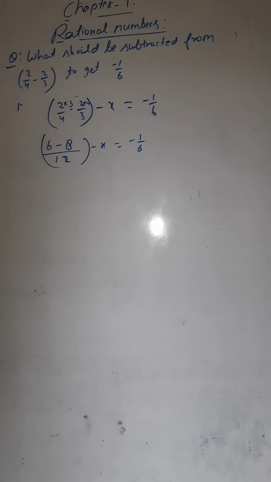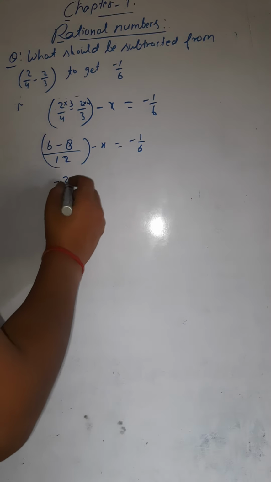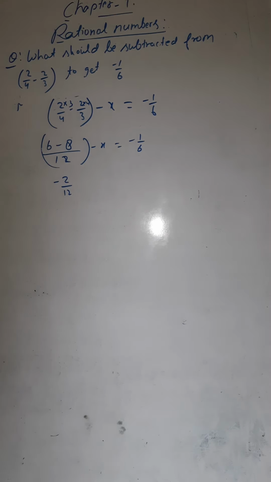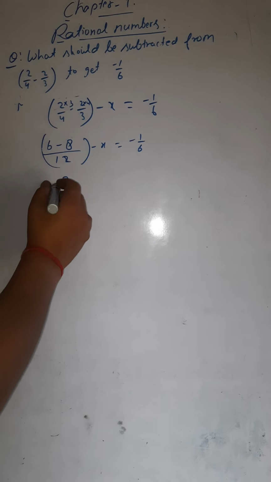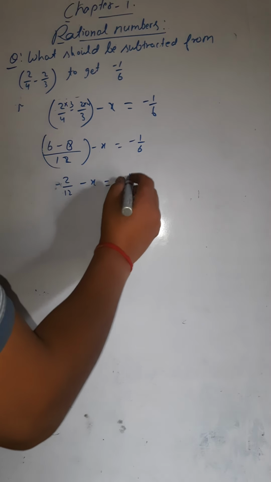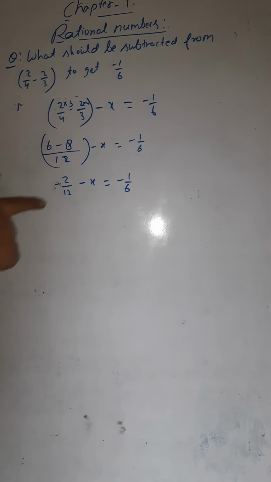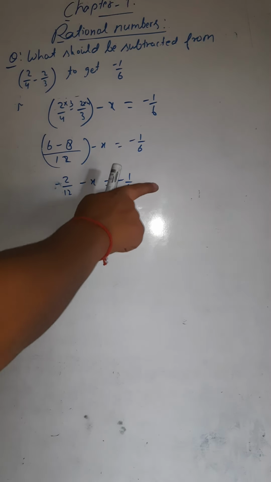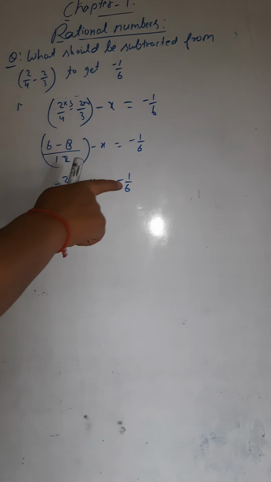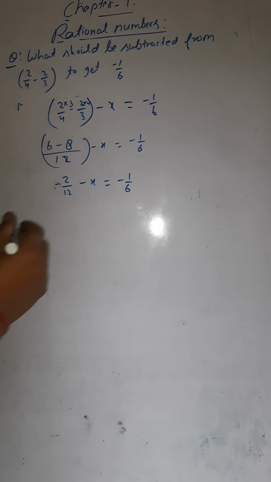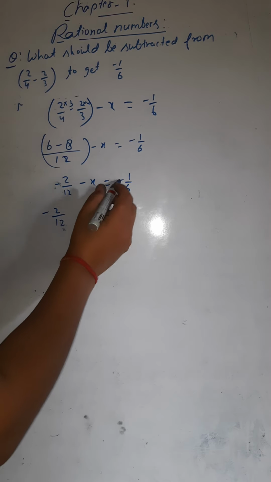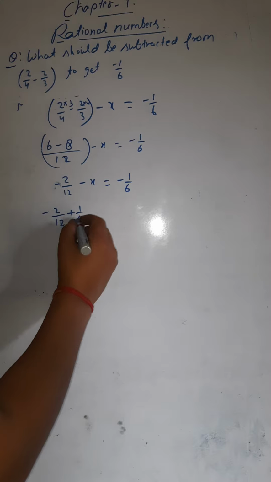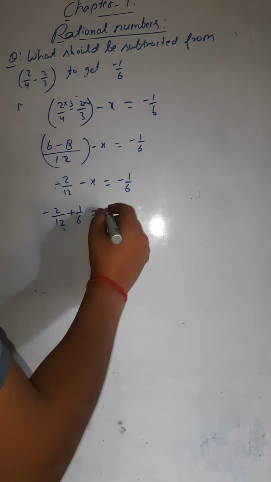And 6 minus 8 is minus 2. You should be knowing this. 6 minus 8 is minus 2 by 12, because smaller minus greater will come in negative. So minus 2/12 minus x would be equal to minus 1/6. Now what should I do? Because x is negative here, x will go to the other side. This is negative, so it will come here and become plus. So I should write it like this: minus 2/12 plus 1/6, and the minus x will go there and become plus x.